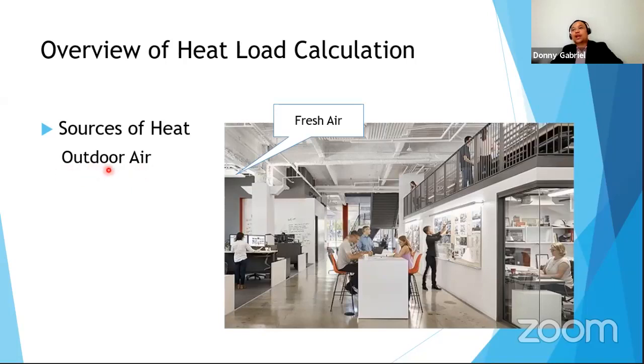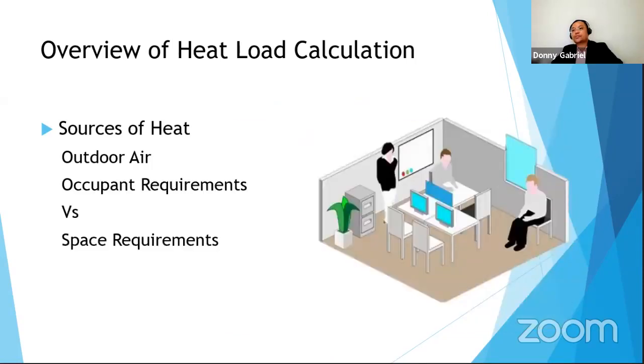However, by the word outdoor itself, it's hot air. Because we're introducing this hot air, the heat inside this room also increases. That's why we need to consider the heat generated by this outdoor air. Okay. So there's two types of calculation to determine the outdoor air. First is by the occupant requirements, and second by the space requirements. Anong difference ito? Okay. First, yung occupant requirements.